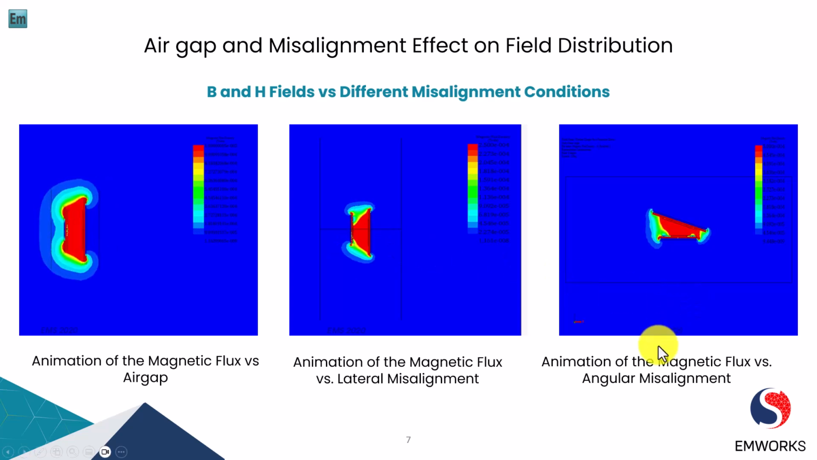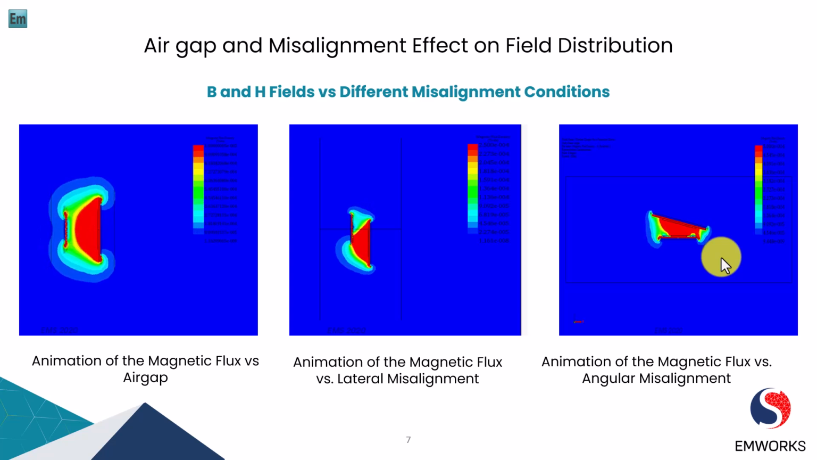And finally, the third animation shows the effect of angular misalignment on the magnetic flux. Angular misalignment occurs when the transmitter and receiver are not perfectly aligned along the vertical axis. This misalignment also causes a decrease in the magnetic flux and a subsequent decrease in the efficiency of power transfer.